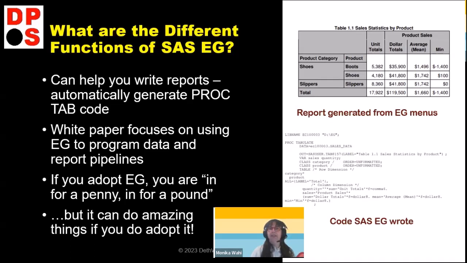So the white paper by Sunil really focuses on using Enterprise Guide for report pipelines, because remember, a lot of SAS programming has gone into automated reports, like their headers and footers and stuff. The way Enterprise Guide works is if you are in for a pound.